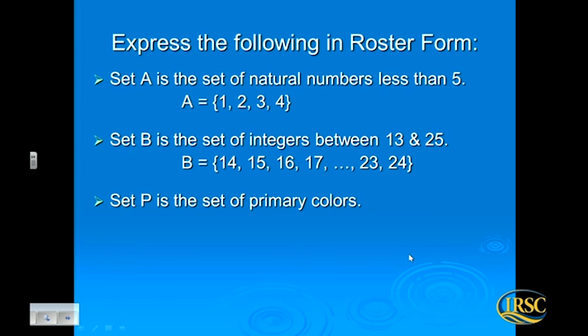Now, raise your hand if you know what the primary colors are. Yes, ma'am.